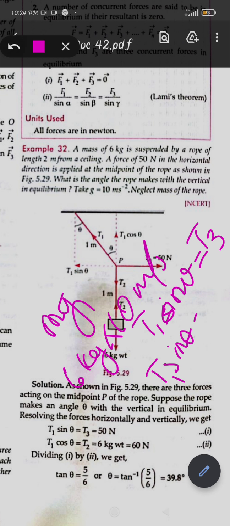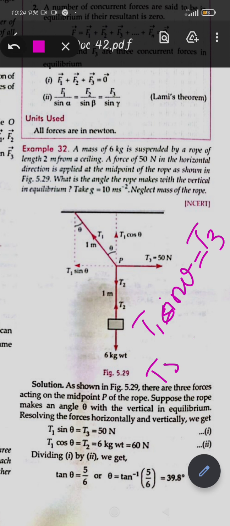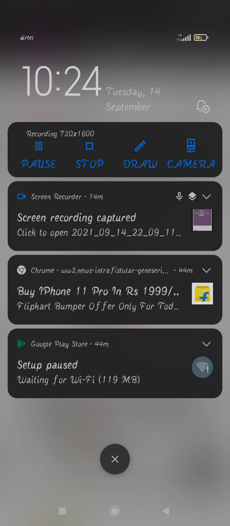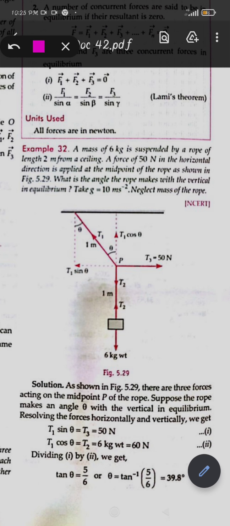So it is kg meter per second square, that is Newton, will be given as 60 Newton. So T1 sin theta was equal to 50 Newton and T1 cos theta was given as 60 Newton. On dividing these two equations, we can find out the angle, right? The angle can be found out.